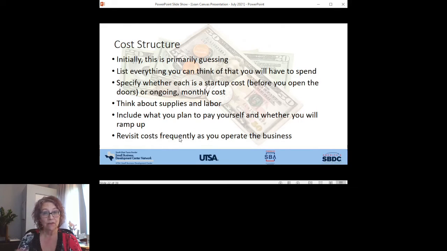And then revisit the cost. One of the things I love about this lean canvas is you do it and then you do another one 6 months down the road, and then you do another one, or maybe every 3 months you revisit it and change things around, because then you realize a little bit more about what it costs to operate the business.